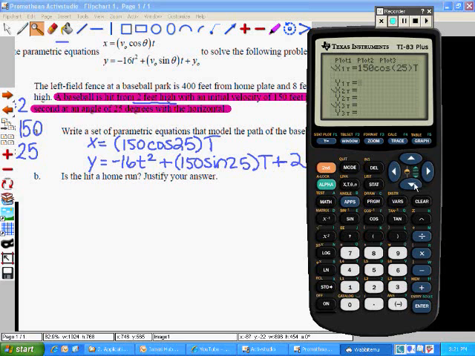Under y1, we need to type in negative 16 t squared. This represents the pull of gravity. Now we need to add 150 sine 25. Close those parentheses. Don't forget the t. And then we add our initial height, 2. Make sure that you've typed this correctly into your calculator.